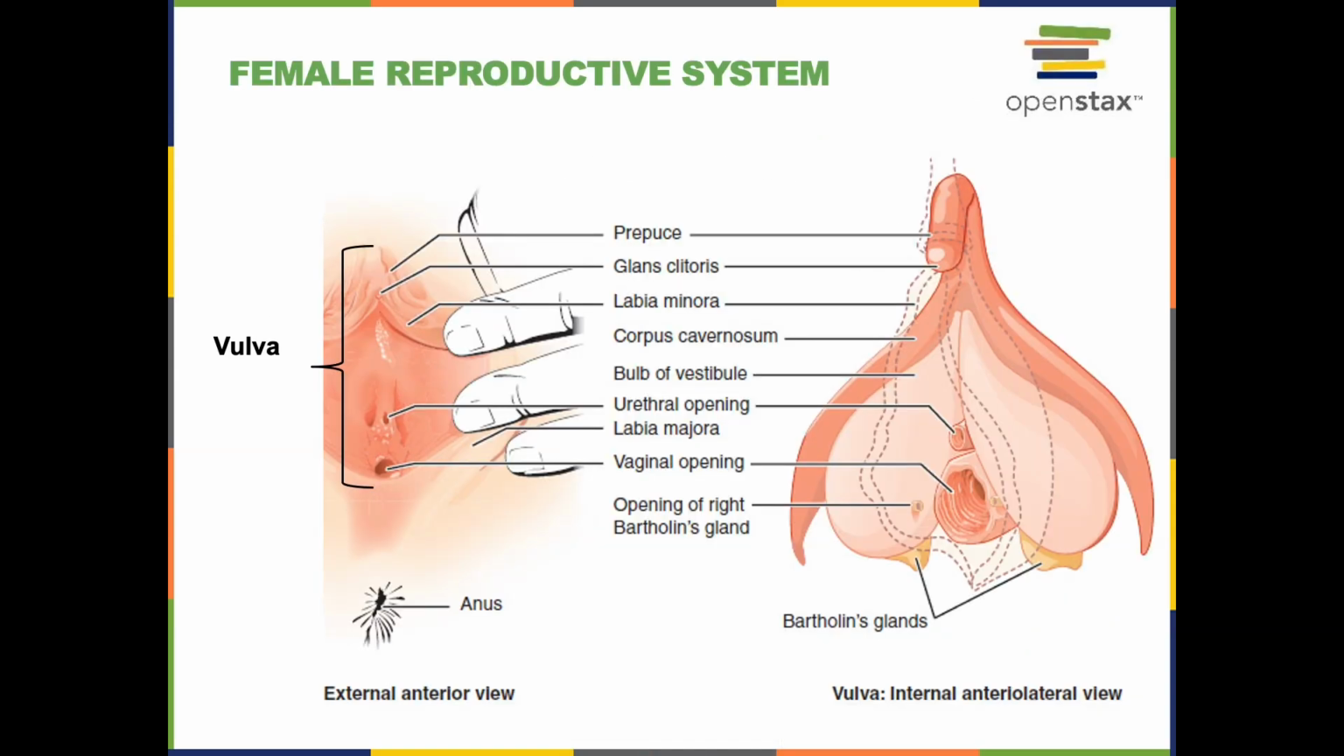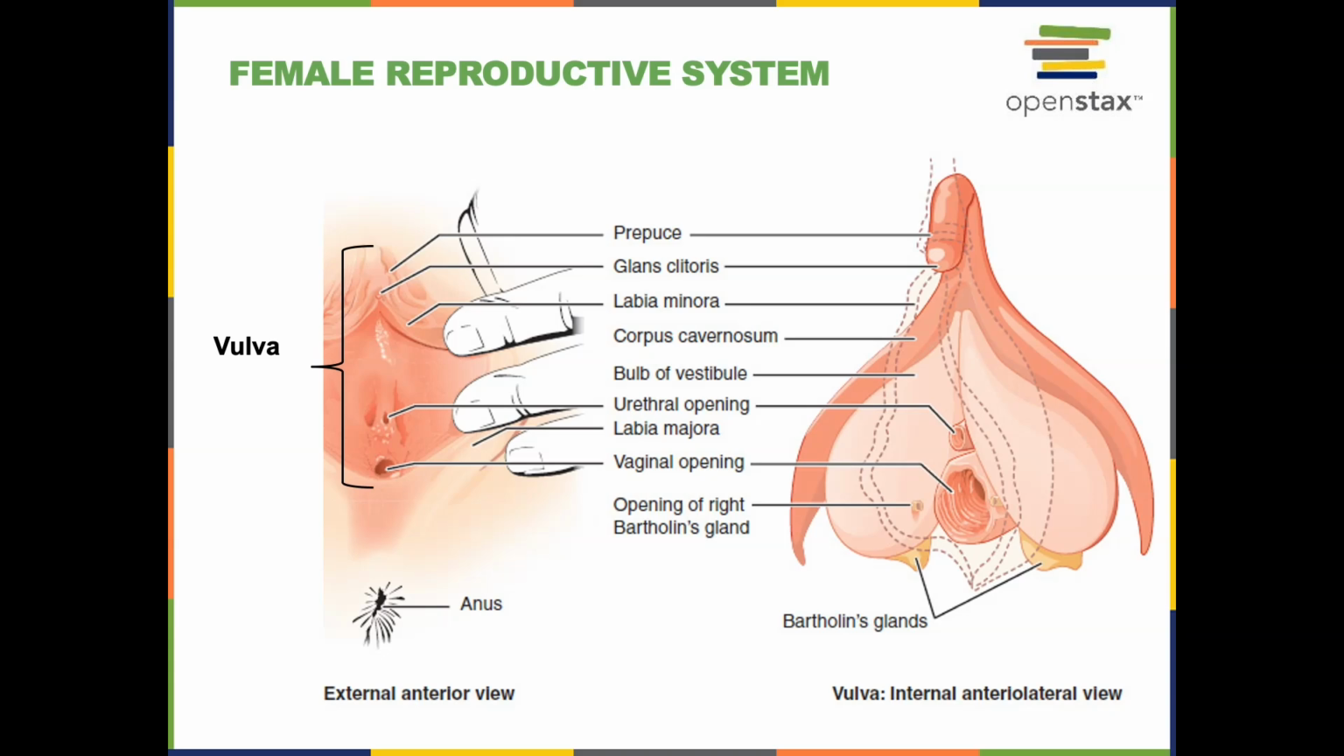The external genitalia in women is known as the vulva. The vestibule of the vulva is located between the labia minora, which are thin, hairless folds of skin. Labia majora are the folds of skin forming the lateral borders of the vulva.